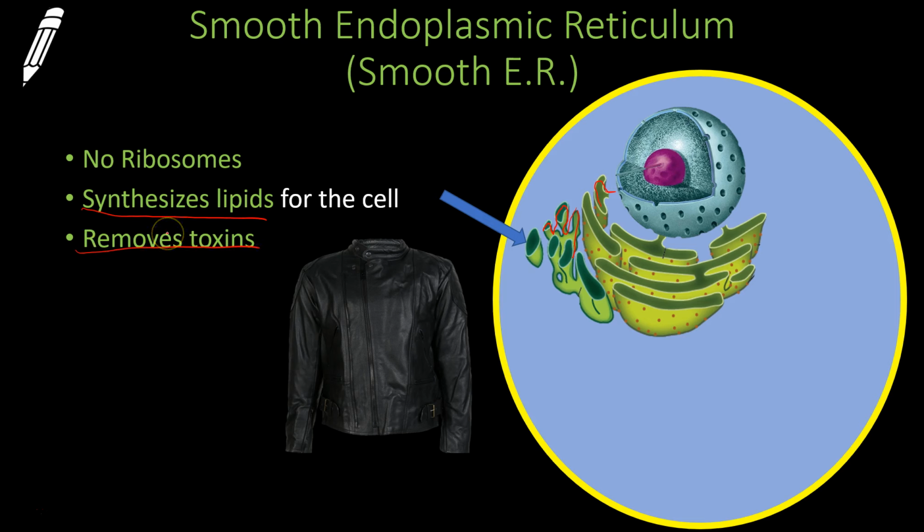So you may have heard that your liver, an organ in your body, filters out toxins from your blood. And that's true. And the reason why your liver is able to do that so well is because each liver cell has lots and lots and lots of these smooth ER. So every liver cell has lots of these smooth ER to help filter out your blood and remove toxins. And they also create lipids.